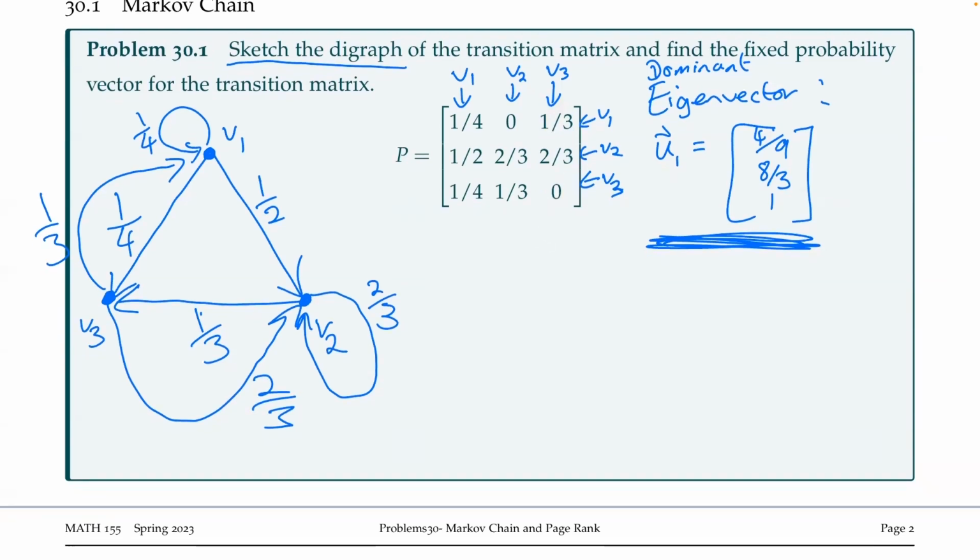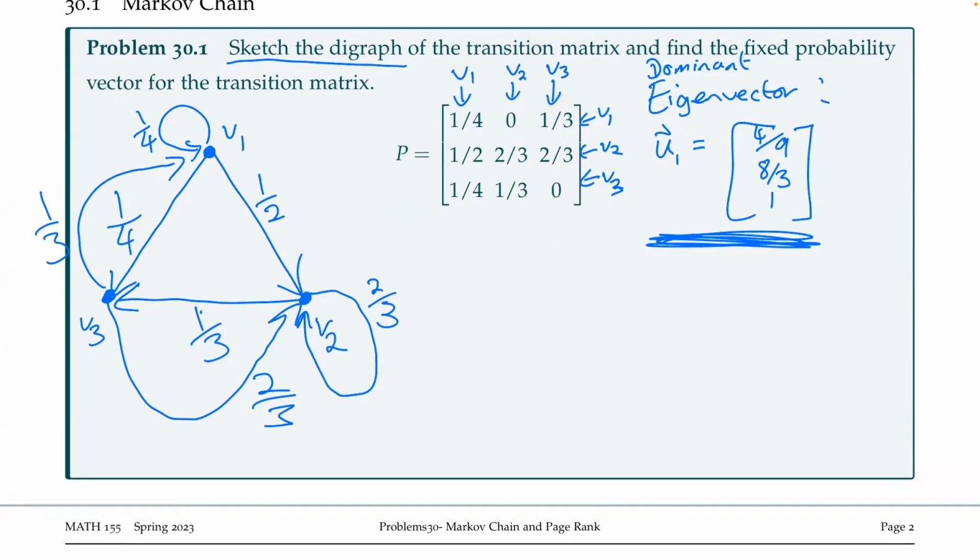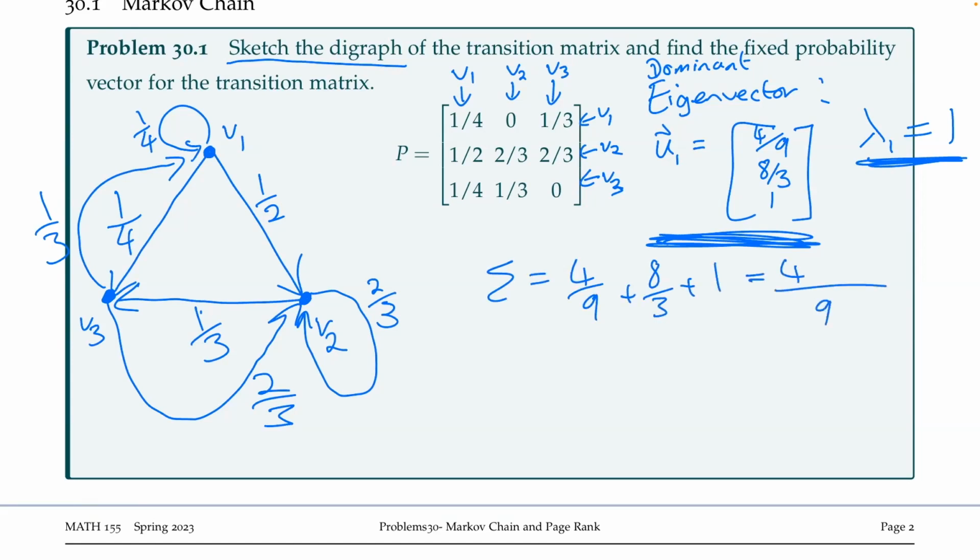Okay, have a show of hands who managed to get the correct digraph. Fantastic, well done. Okay, how about the second part? So here we've got a dominant eigenvector. So remember, this is the eigenvector that corresponds to the eigenvalue lambda 1 equal to 1. We want to turn this into a fixed probability vector. So the first thing we need to do is sum up the elements in U1. So this sum is going to equal 4/9 plus 8/3 plus 1, which is 4/9 plus 24/9 plus 9/9, which is 37/9.